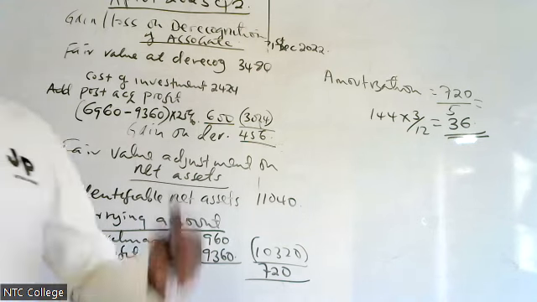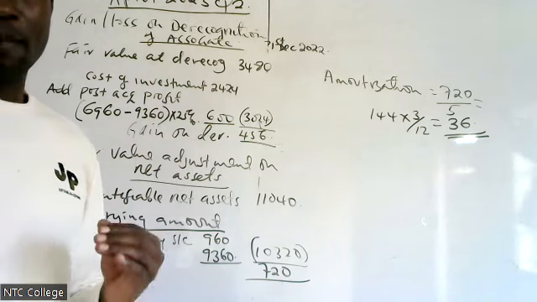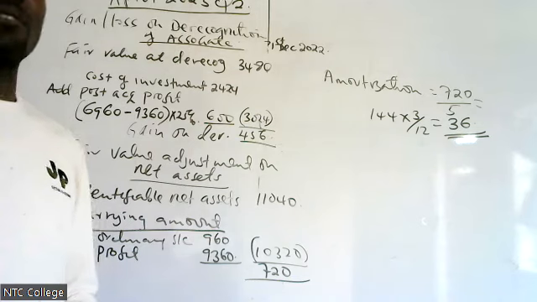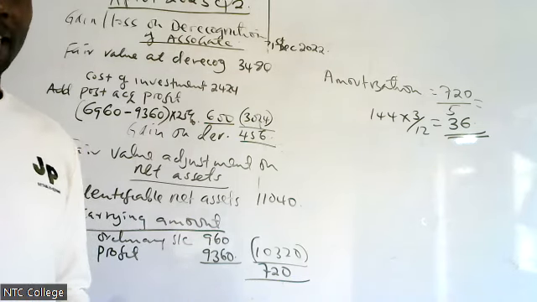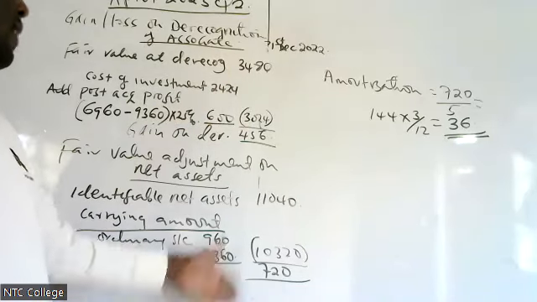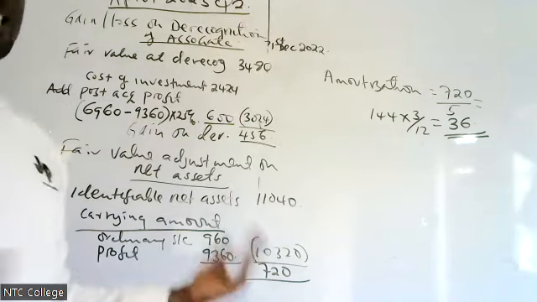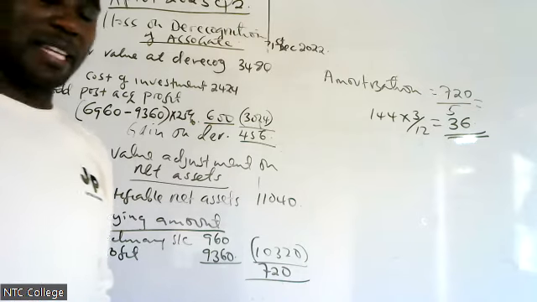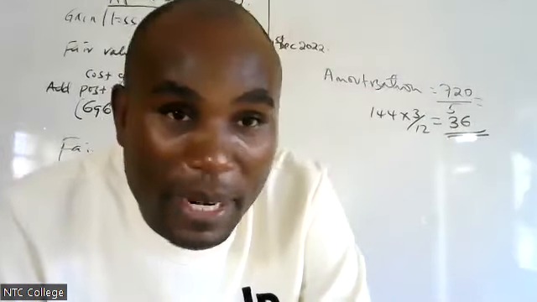Now, before we do the income statement, let's have a break of 5 minutes. When we come back, we look at the income statement and the balance sheet, and then we are done. We already have the fair value adjustment, amortization, goodwill and gain on recognition. Therefore, the only thing remaining is the income statement.